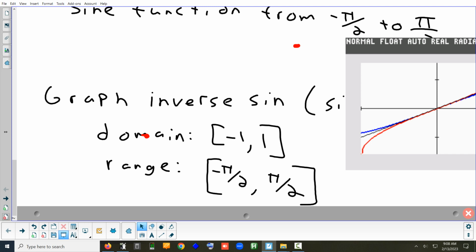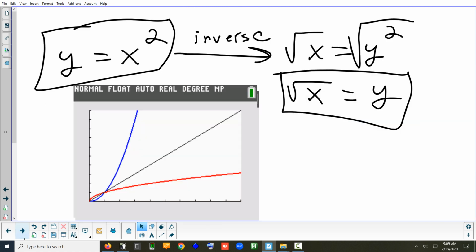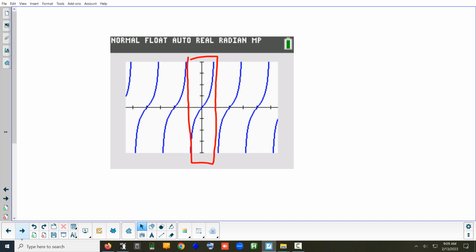Okay? Is the inverse tangent just cotangent? No, that's the reciprocal, which is different. I'll talk more about that in a second.